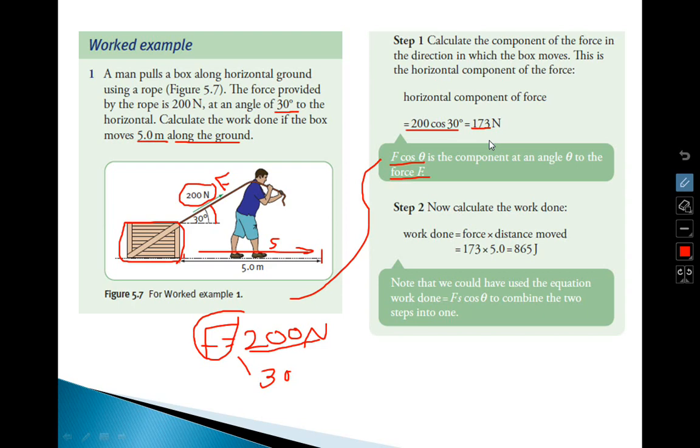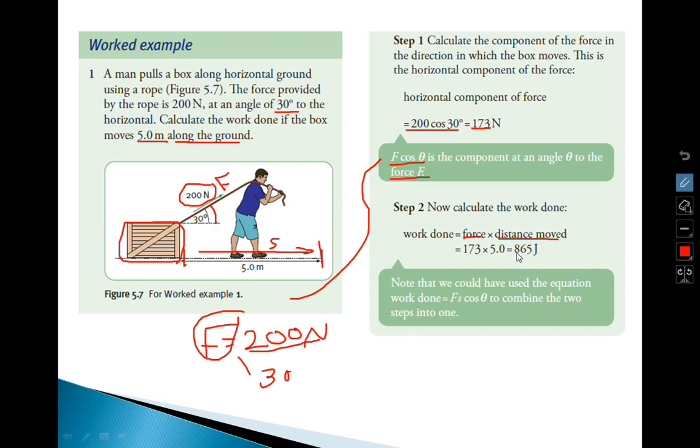Step number 2, now we calculate the work done. The work done, as we said before, is equal to force F times distance moved. This is the distance moved from here to here. So it's equal to 173 times 5, which is equal to 865 joules.